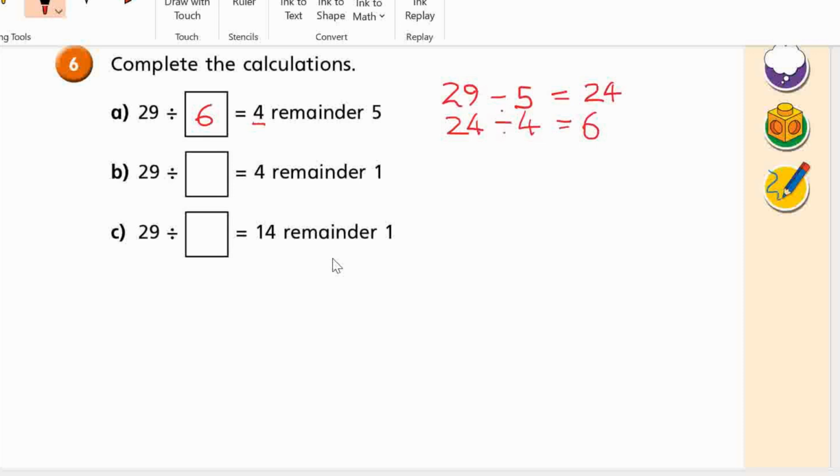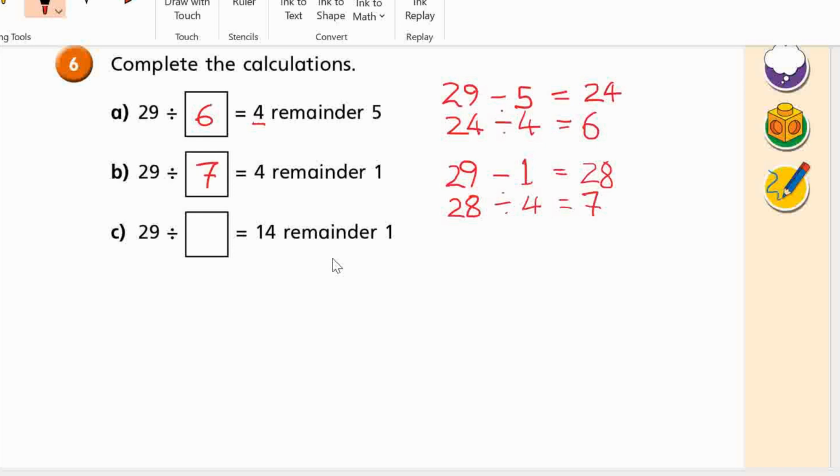Right. So now we have 29 divided by, we don't know, equals 4, remainder 1. So we need to do the same. 29 minus 1. So we're working backwards here to find out what the number is. 29 take away 1. What does that give us? 28. And now, checking you know your 4 times table, 28 divided by 4 is 7, good. Or you know your 7 times table, either way. So 7 is the answer here.